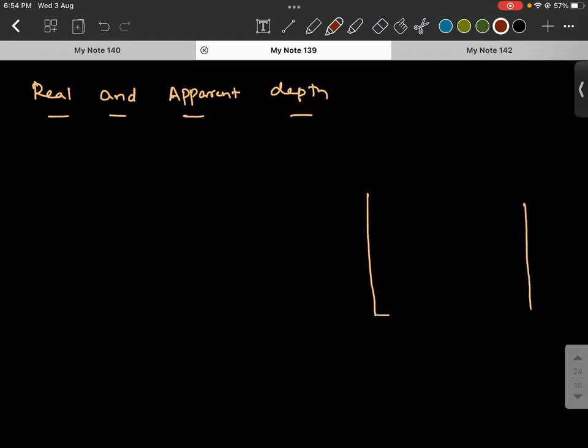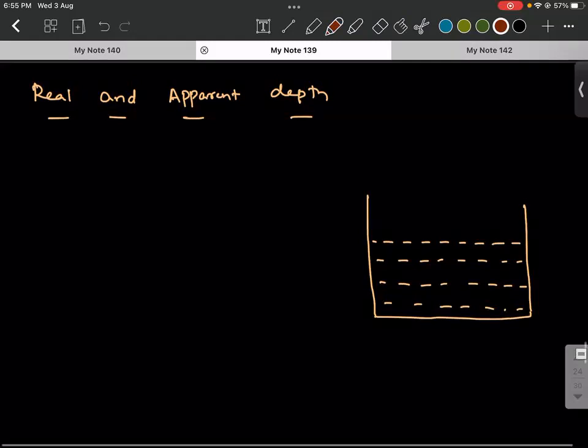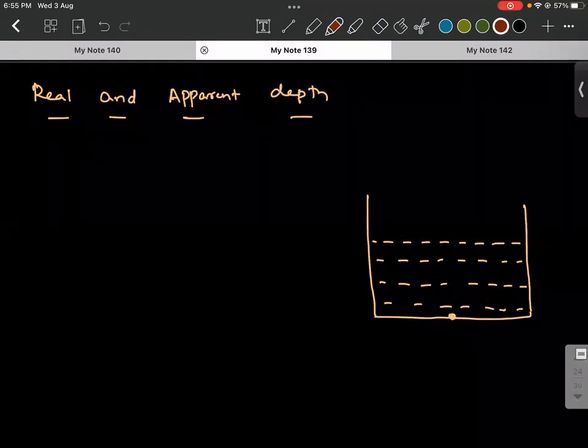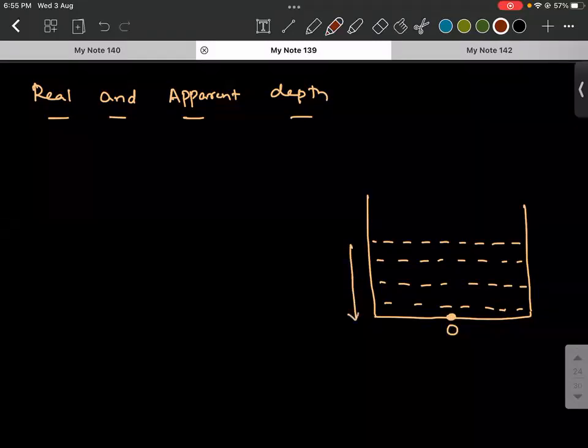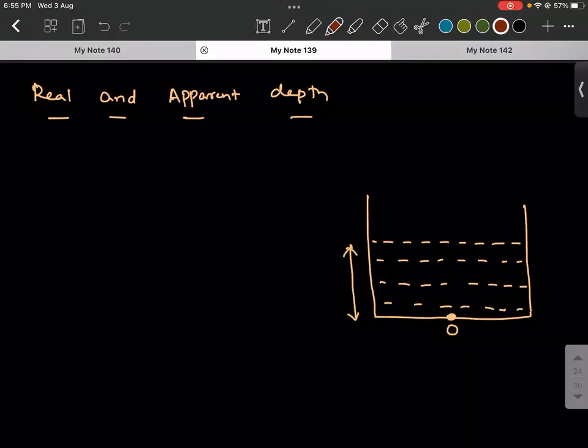Let us say there is a container which has some liquid in it. Let's say there is a luminous object placed at the bottom of the container, and we will say that the object is lying at a depth of h, where this h is called the real depth.